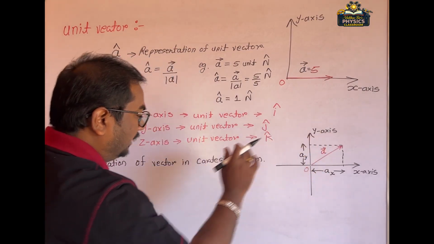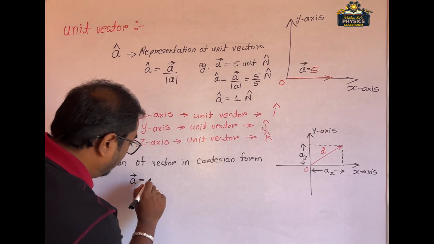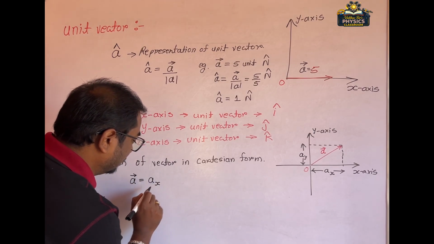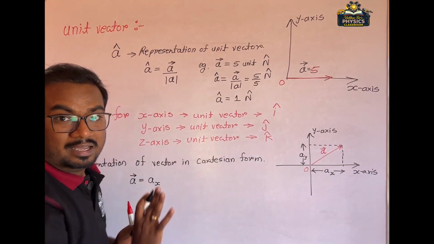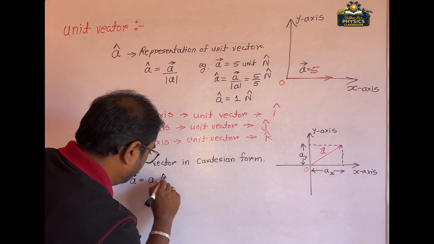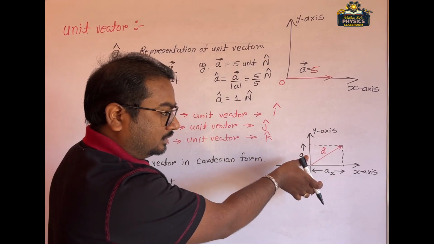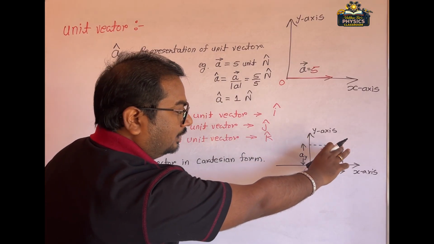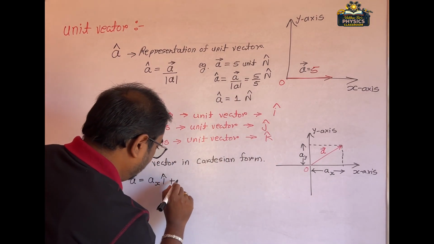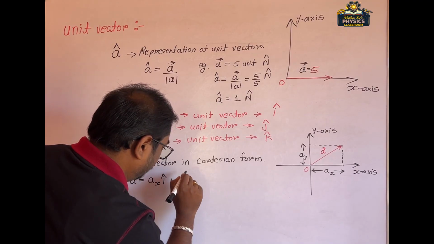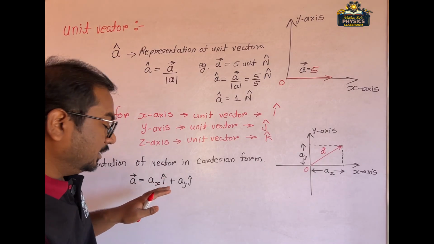How can we write vector A? We can represent it as the magnitude of vector A on the x-axis with the unit vector on the x-axis, which is i cap, plus the magnitude on the y-axis of vector A with the unit vector on the y-axis, which is j cap. Accepted? Let's remember this.